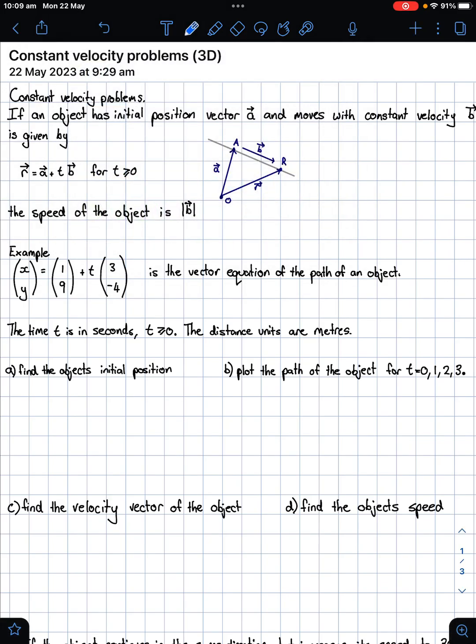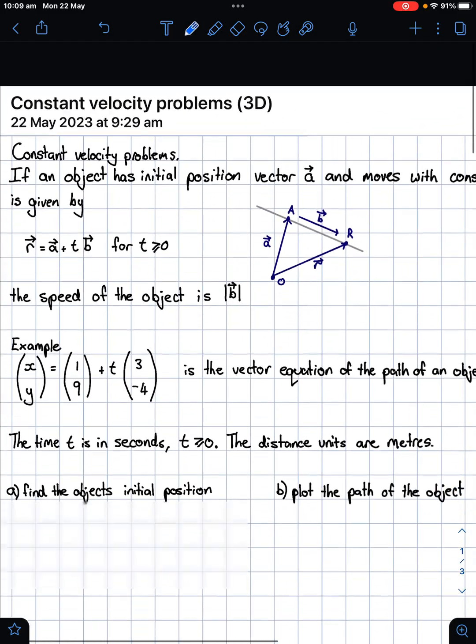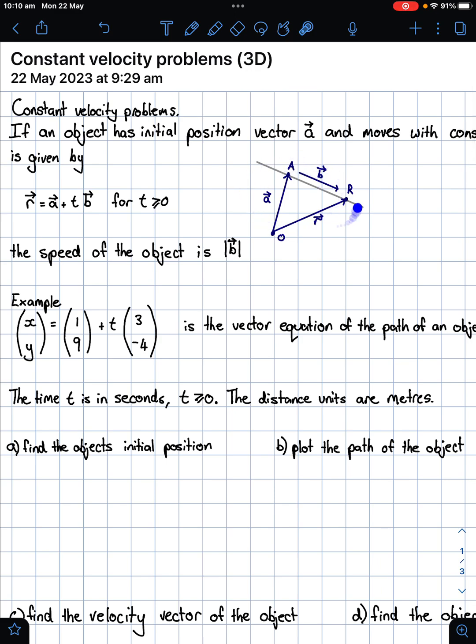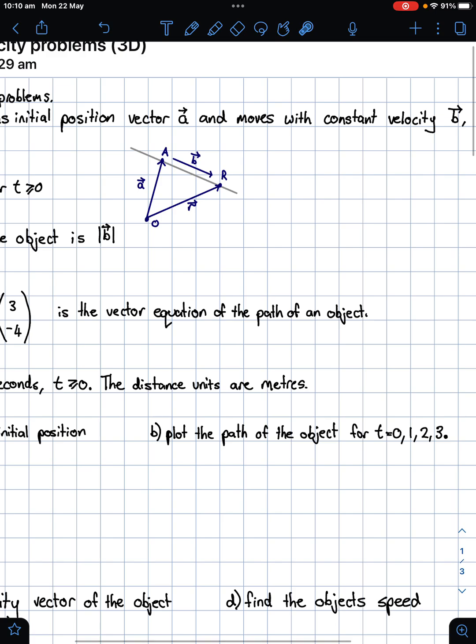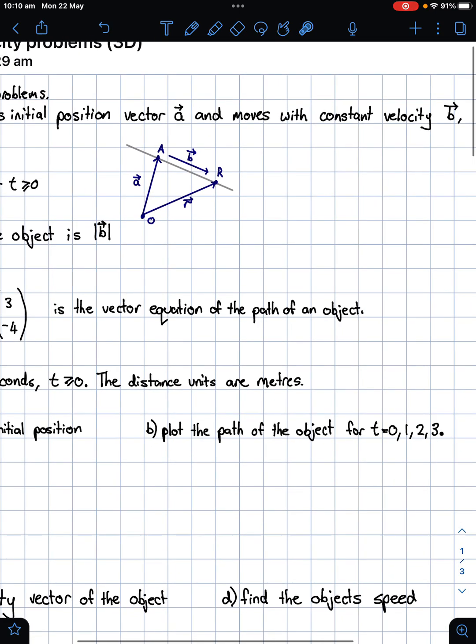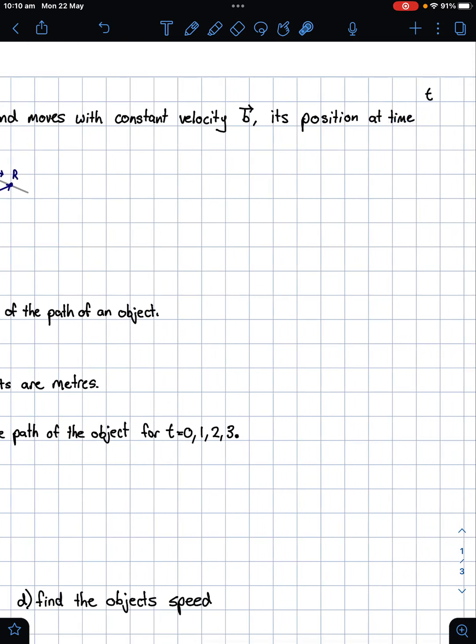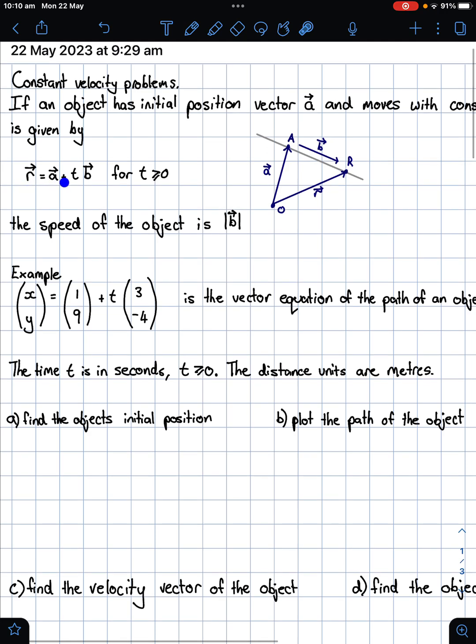All right, so jumping into constant velocity problems, I'm going to be really quick here. If an object has an initial position vector A and moves with constant velocity of vector B, its position at time t is given by this formula. Now, this should look exactly like our equation for a line from a previous section we've done, and it is.